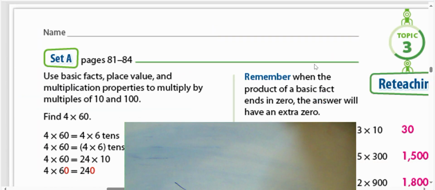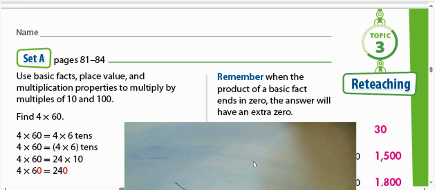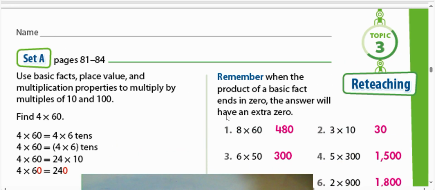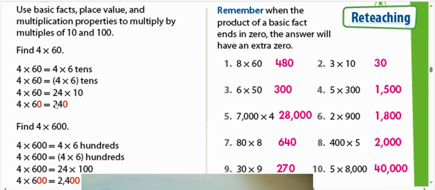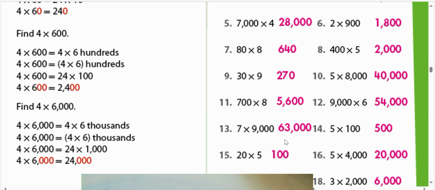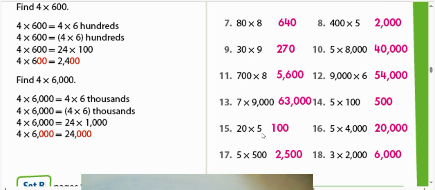You can complete the answer with me here. 4 times 60 equals 4 times 16. 4 times 60, we can write 0 here first. 4 times 6 is 24. Write 0, and 6 equals 48. We can check your answer here. With your answer, 20 times 5, write 0, and 2 times 5 is 10, 100, and 5 times 4,000 equals 20,000.